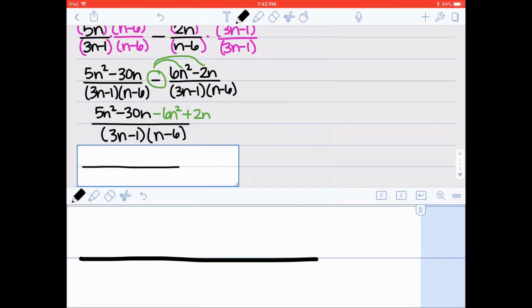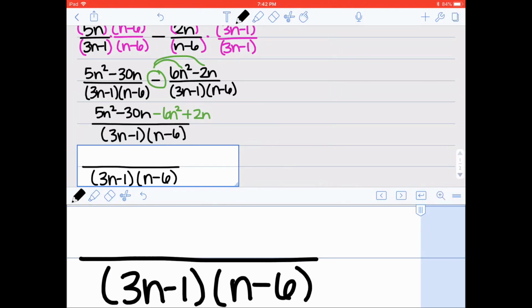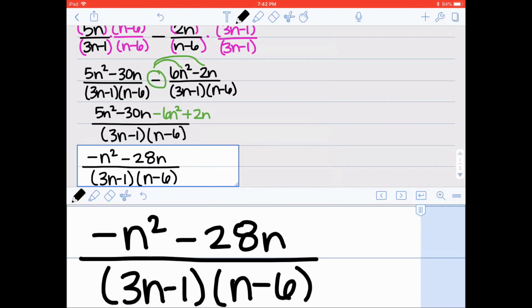So 3n minus 1, n minus 6. And my purpose right now, all of this work that I'm doing, is to combine like terms on the top so that I can eventually see if anything on the top should simplify or cancel with anything on the bottom. So I have a 5n squared and a negative 6n squared, and that leaves me with negative 1n squared. And then I have a negative 30n and a positive 2n, and that leaves me with negative 28n. If you can see ahead in the problem enough, then you'll know that nothing more can be done with this, and so we're kind of finished.